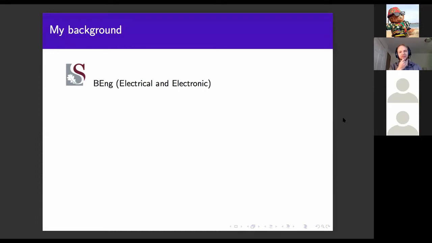I have probably stolen the Stellenbosch logo, and I'll probably get sued for this. But I did my Bachelor of Engineering at Stellenbosch University in Electrical and Electronic. That's pretty standard. And during that time, I took one abstract math class with Zurab, who's on the call now. And one thing kind of led to another, and I ended up doing a master's in mathematics at Stellenbosch, mostly based in category theory.